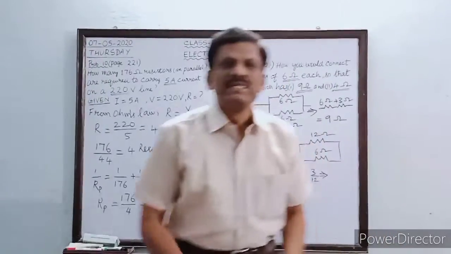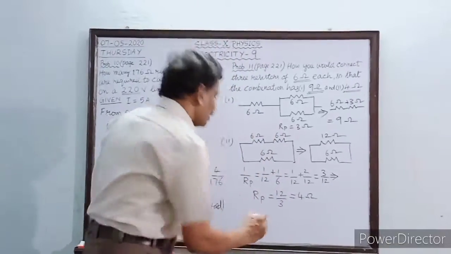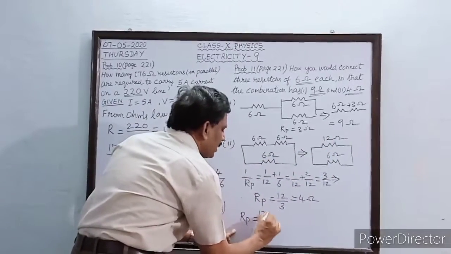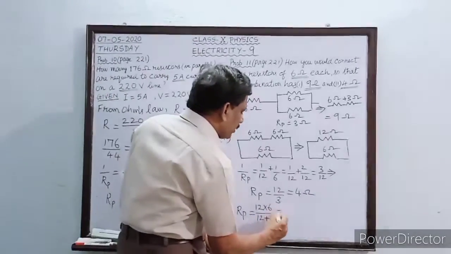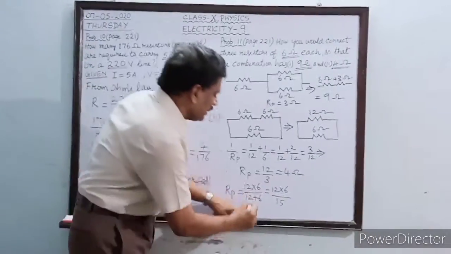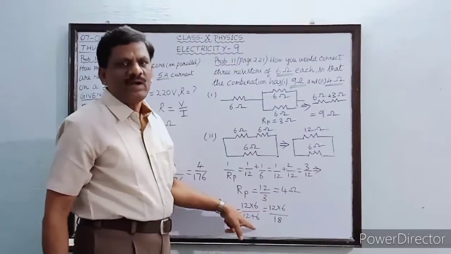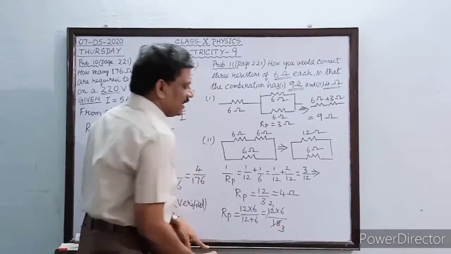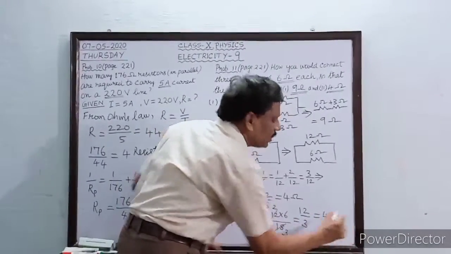Understand? But without using the formula, I told you when two resistors are connected in parallel, there is a direct formula. So what is that? R parallel is equal to the product of them, 12 into 6, divided by 12 plus 6. Is it not? So this is equal to 12 into 6 divided by 18. Now how is it divisible? All are divisible by 6. So 6 2s are 12 and 6 3s are 18. So this is again 2 into 6, which is 12. 12 divided by 3 is also equal to 4 ohm.